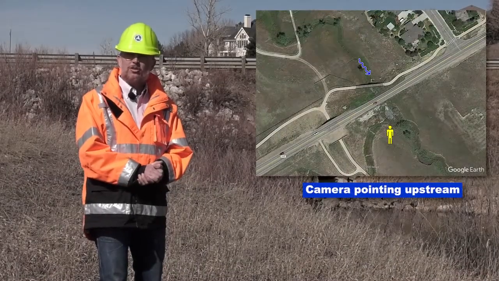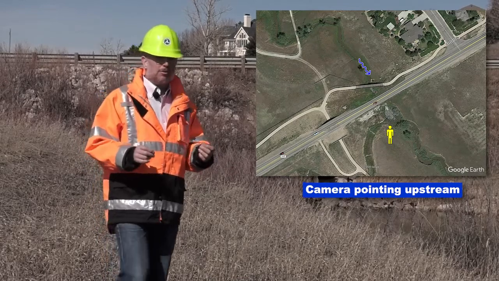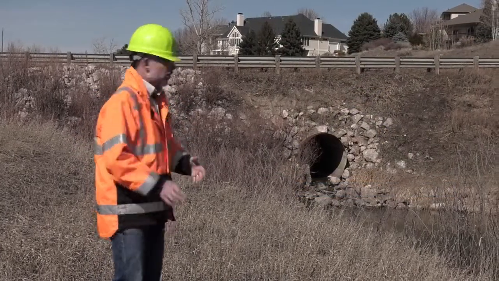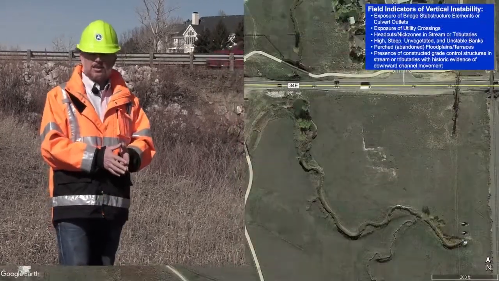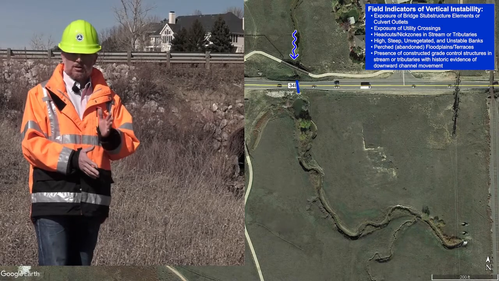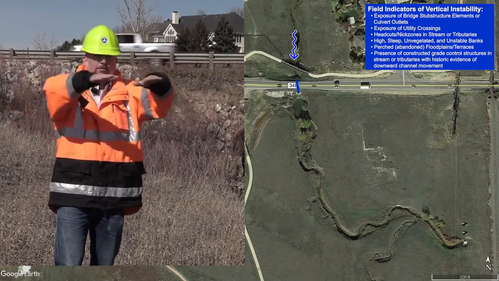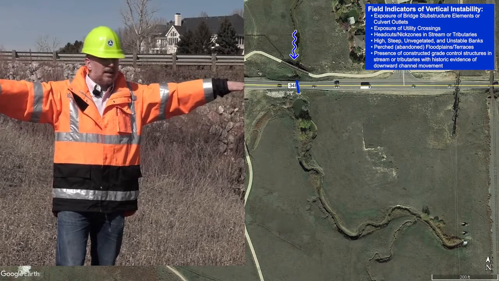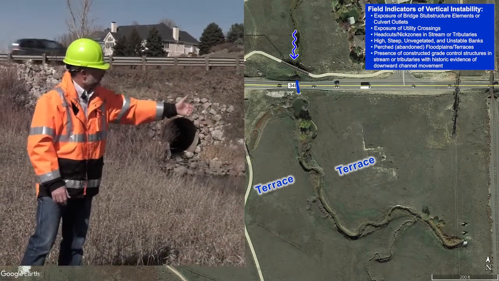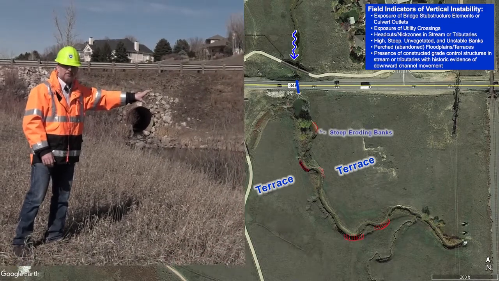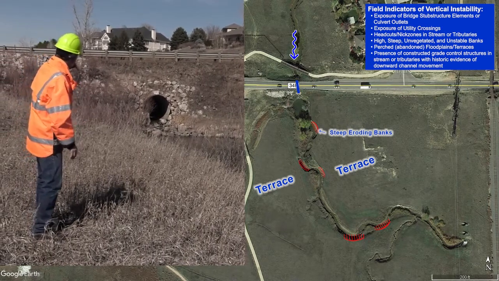We have moved to another site in order to evaluate a site that does have significant vertical stability issues. Here we are standing downstream of our crossing on river right, and you all are looking upstream towards the crossing. Now, this is a site that is subject to significant historical long-term degradation. We can observe that by taking a look at the floodplain here, the level of the floodplain historically was pretty much where we're standing. And as we look here, we notice that there's a small inset floodplain, a large vertical scarp, and unstable bed and banks.